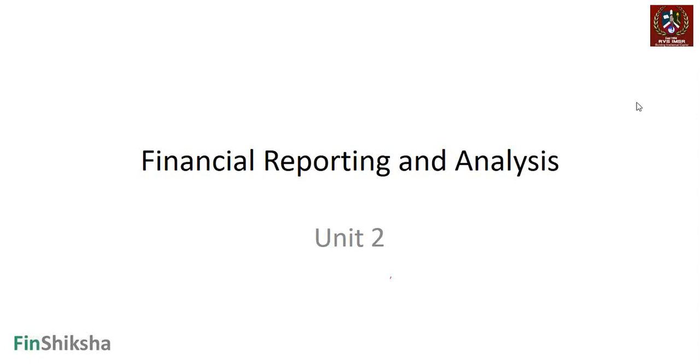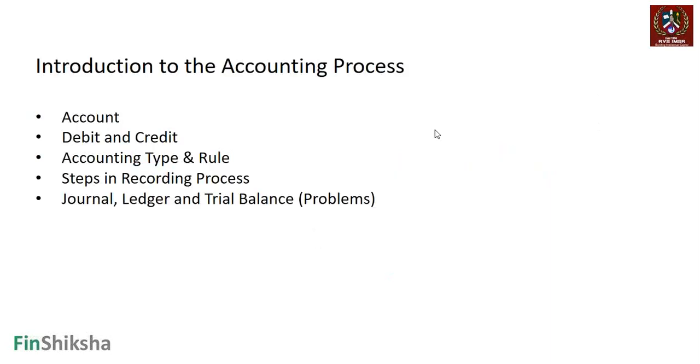We continue with our discussion on Unit 2 of Financial Reporting and Analysis, and we are now going to get a little bit deeper in terms of the accounting process. We're going to understand the nomenclature around journals, ledgers, and the trial balance as we go along. Before we go there, we will also try and understand what kind of accounting systems exist.